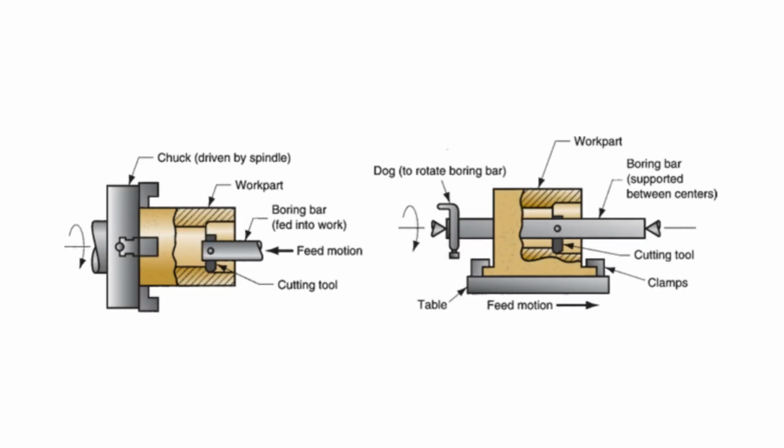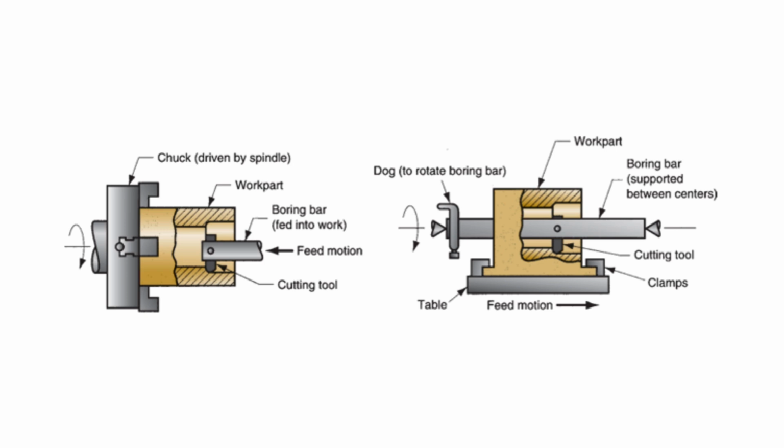Process number 3, boring. Boring uses a single point tool against a rotating work part. Boring is performed on the inside of an existing hole as opposed to the outside, which is called turning. Machines that bore are called boring machines or boring mills.